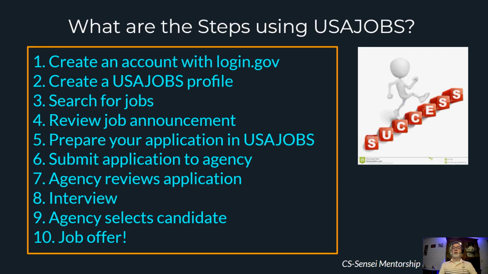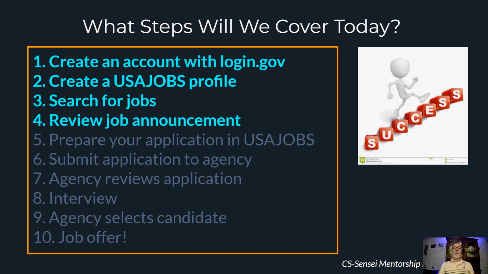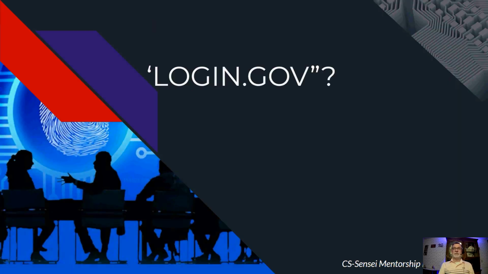It's that simple. Then after you've submitted, number 7, the agency reviews the application. If they believe that you are among the most qualified candidates, they will schedule an interview. And then after all the interviews are done, the agency selects the candidate, and you are hired. Let's get optimistic here. This morning, we're only going to cover the first 4 steps. We're going to show you how to do login.gov, show you your USAJOBS profile, show you how to search for jobs, and then review the job announcements when they do arrive. Okay? That's what we're going to cover today.